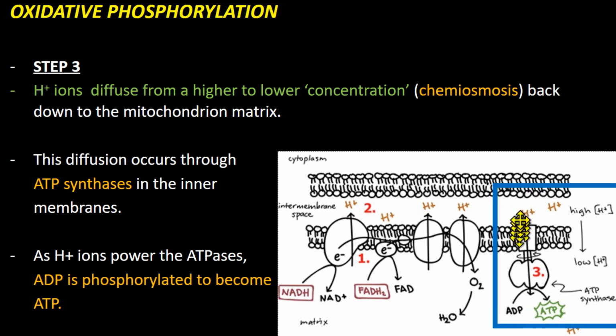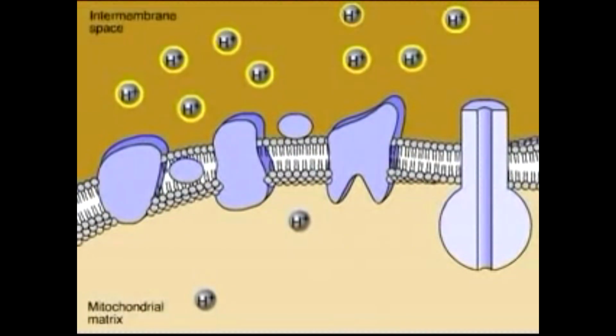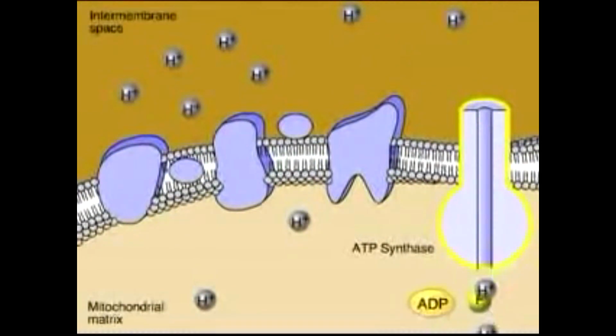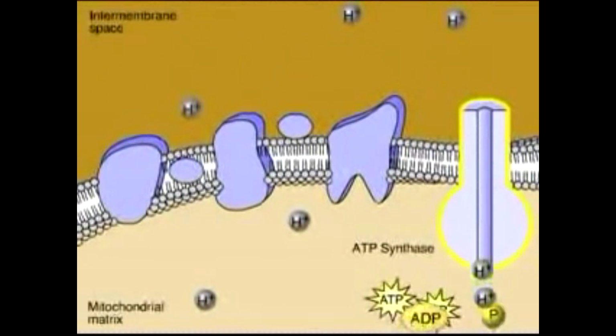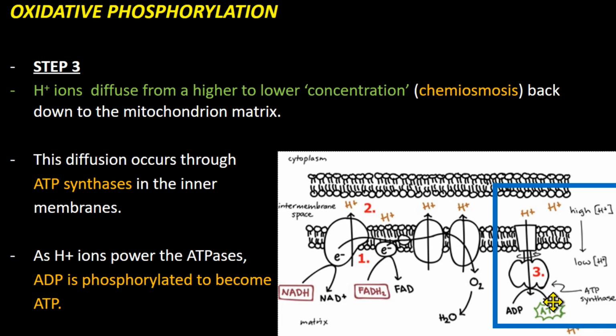So this diffusion of hydrogen ions, remember all of these contain energy. This would occur through ATP synthase in the inner membranes. So remember, as hydrogen ions power the ATP synthases, this would phosphorylate ADP and turn it into ATP, and that is how energy is made.